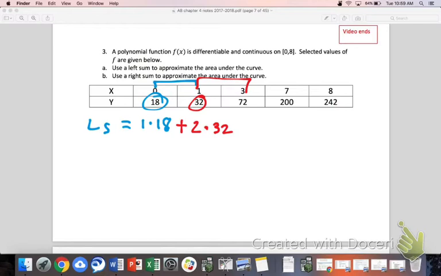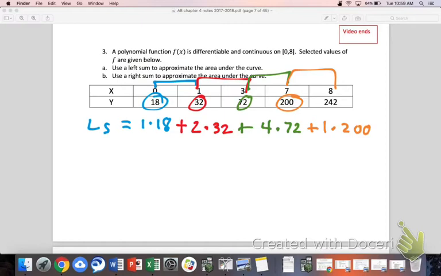And then you could say plus, that next one goes from 3 to 7, so that's a base length of 4, and I'll use again the left height, 72, and then the last one, 7 to 8, is a base of 1, so it'd be plus 1, and I'll use the left height, so times 200.